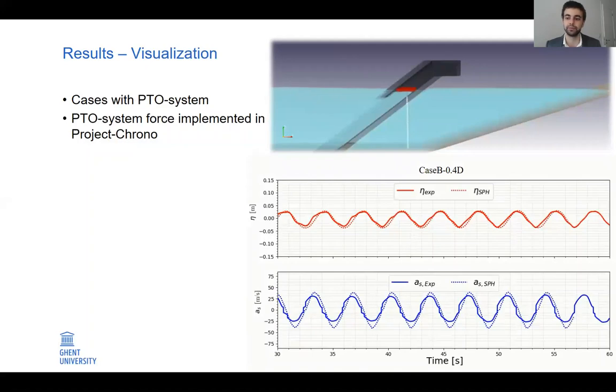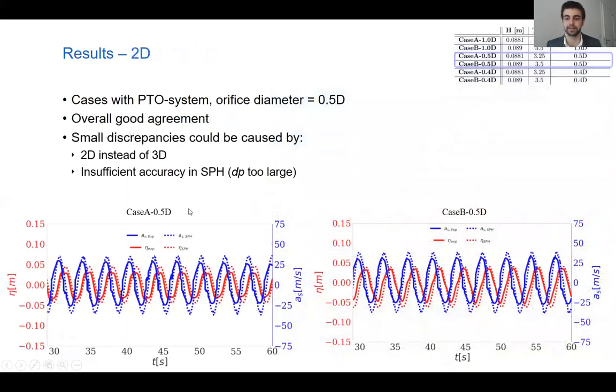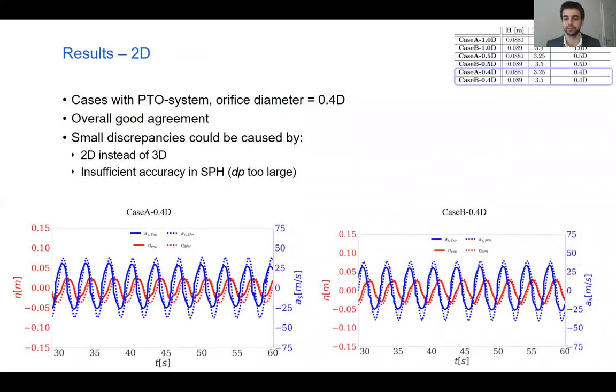Also, the airflow speed through the orifice is calculated by calculating the airflow QW, and that's then displayed in blue. Both quantities are compared to experimental results and they seem to agree very well for this particular case at least. This simulation in 2D with the PTO system is carried out for 4 different cases. As can be seen, overall there is a good agreement. Again, small discrepancies can be due to the fact that we're simulating in 2D instead of 3D or because of the resolution.